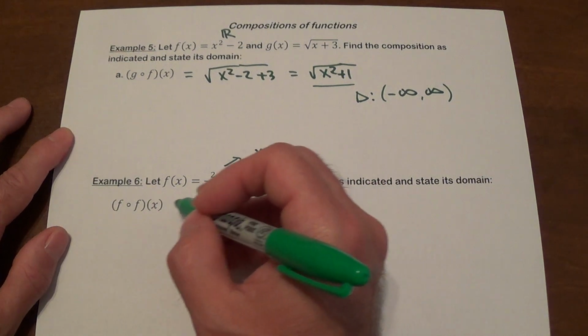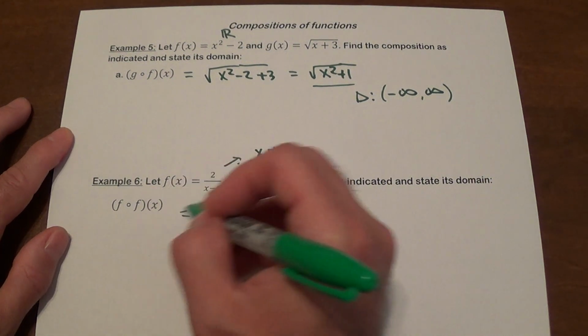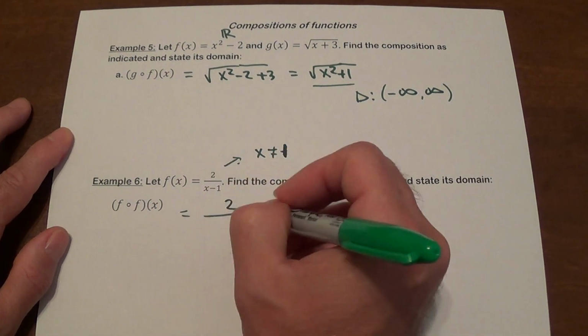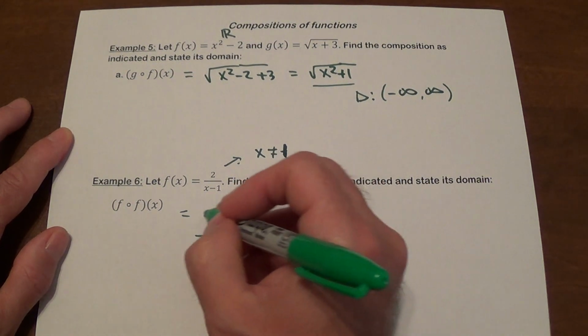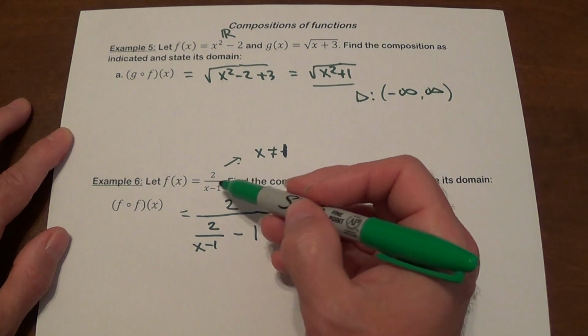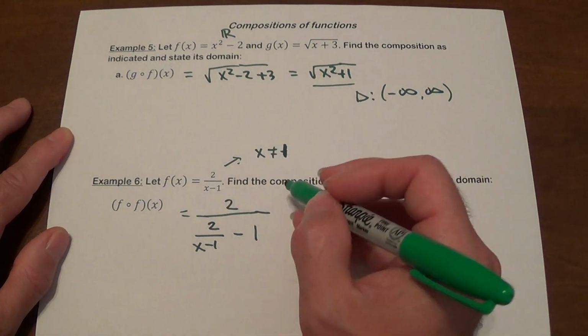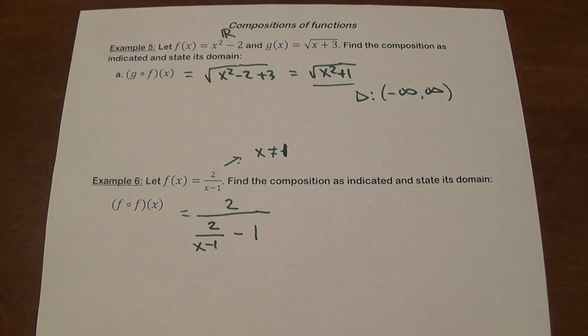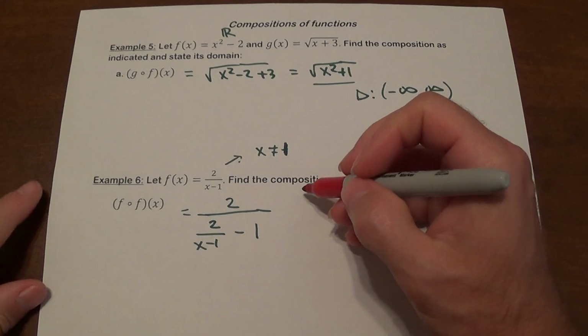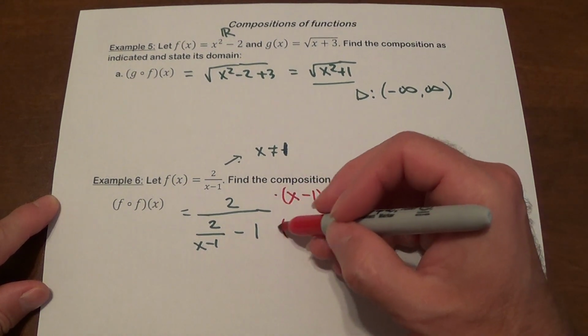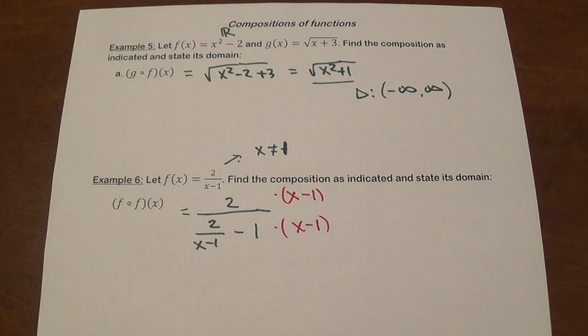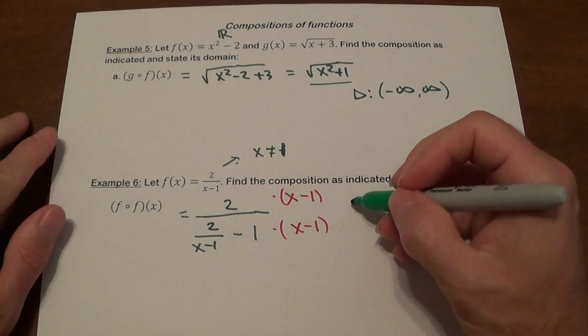So you're substituting f of x into f of x. That's going to be 2 over x minus 1 minus 1. This is what happens when you substitute x here with the same function. So we need to get rid of this 3-tier fraction. We don't like them. So the most logical way to do that is multiply top and the bottom by x minus 1 to eliminate that we have the 3-tier fraction.